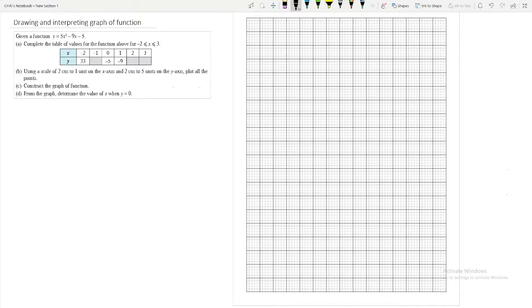So when x equals -1, y will be equal to, substitute the x inside the equation. So the x is -1, and you'll get y equals 5 plus 9 minus 5. You will get 9. So the y is 9.